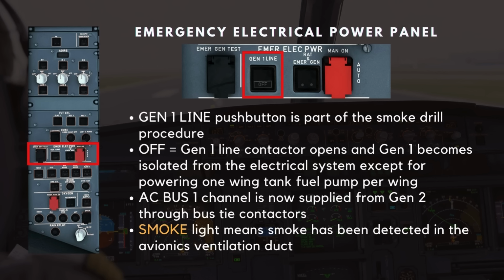By turning this push button off, the generator one line contactor opens and generator 1 becomes isolated from the electrical system, except for powering one wing tank fuel pump per wing directly. The AC bus 1 channel is now supplied from generator 2 through bus tie contactors. If an amber smoke light illuminates, then smoke has been detected in the avionics ventilation duct.